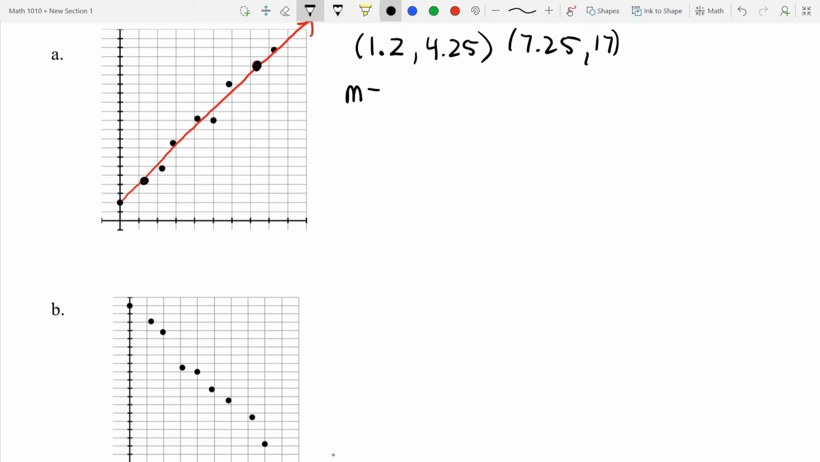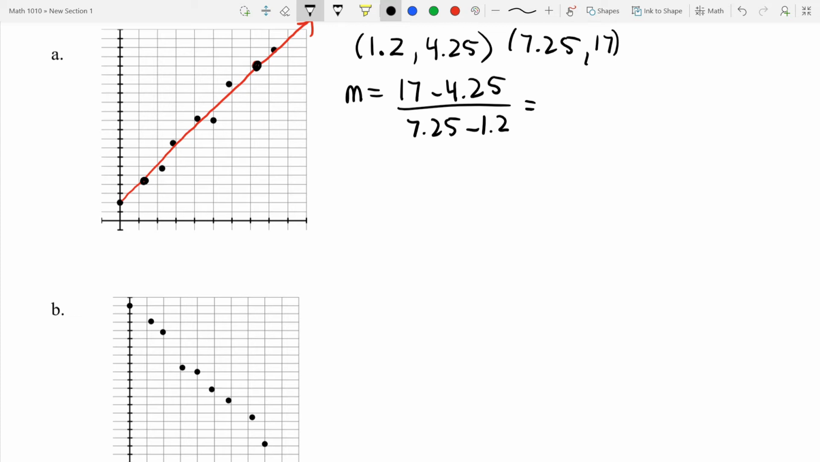Okay, so everybody go, M equals 17 minus 4.25 over 7.25 minus 1.2. Okay, now maybe you wouldn't say 1.2, maybe you say 1.25. It doesn't matter. This is an estimation, so it doesn't have to be perfectly the same as everybody else's, okay?